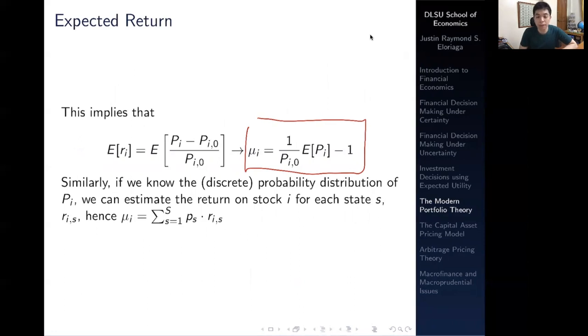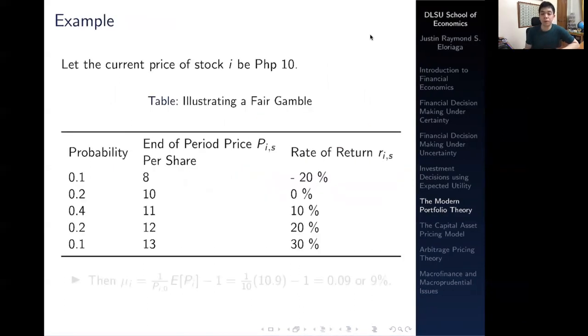So if you know the discrete probability distribution of the end of period price of the stock, then we can estimate the return on stock I for each state, RIS, using that form below. If you look at this particular slide here, say that the current price of a stock is 10 pesos or $10. Then you have here your states of nature: state of nature 1, 2, 3, 4, 5. Each state of nature has a likelihood of occurring. That's the probability that you have there.